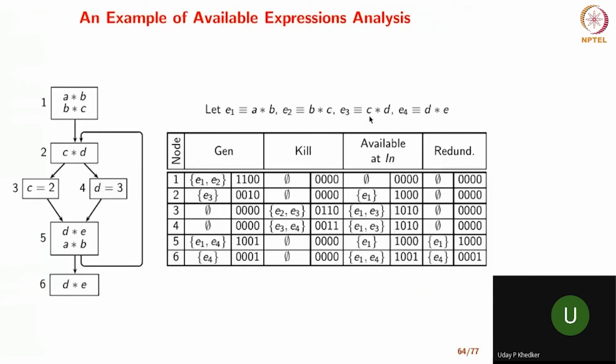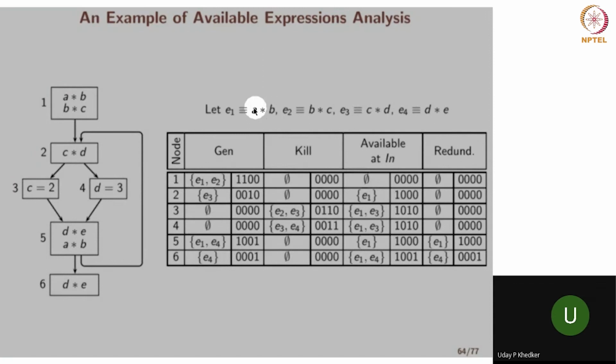So let us look at a tutorial example for available expressions analysis. Here for a change, we represent sets using bit vectors. Let's say the first bit represents A star B, the second bit represents B star C, the third bit represents C star D, and the fourth bit represents D star E.